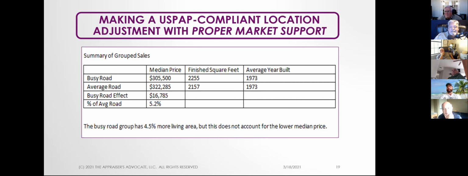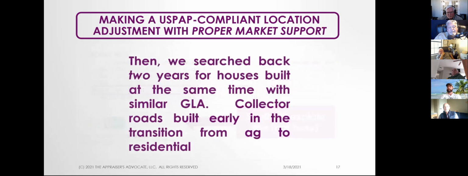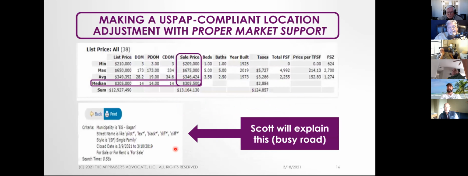Let's see. Ed asked the question, is it the MLS telling you what is busy and what is not? No, that is actually your local experience. I know the names of those busy roads. I just included in my search houses that were on Pilot Knob, Lexington, Black Dog, Diffley, and Cliff.